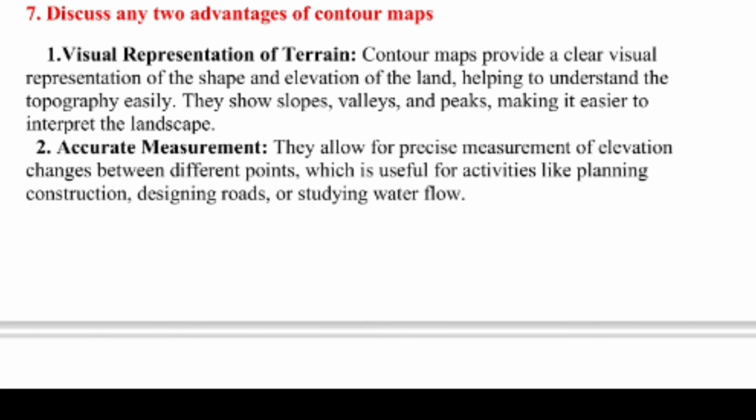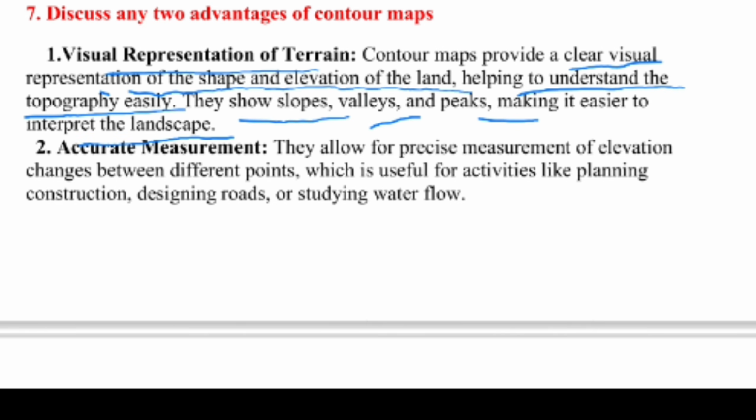Here next question, discuss any two advantages of contour map. So contour map, why we have to use it? We can use it for visual representation of the terrain. A contour map provides a clear, visible representation of the shape and elevation of the land, helping understand the topography easily. You can show the slopes, valleys and peaks, making it easier to interpret the landscape. This is one of the advantages of the contour map.